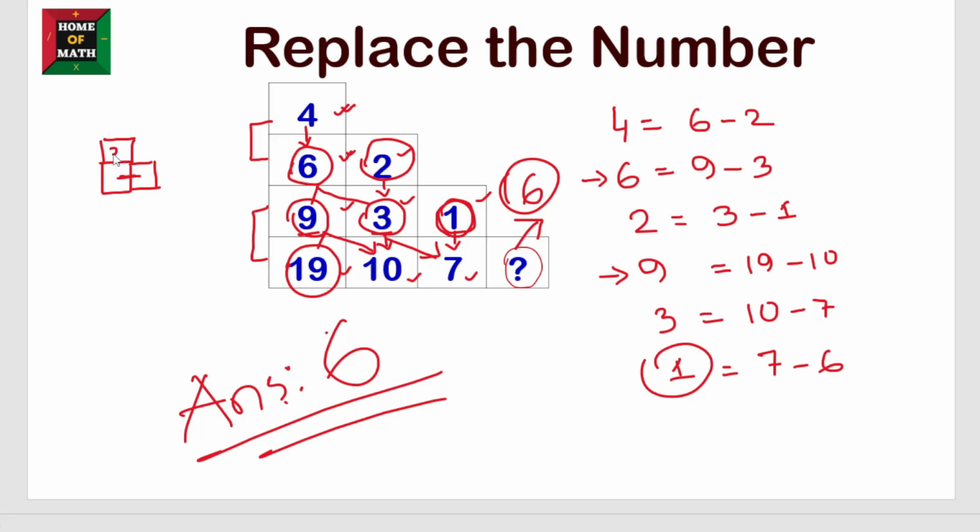It means if this one is x, this one is y and this one is z, then x equals y minus z. Okay, and this is the theory. Our right answer is 6.